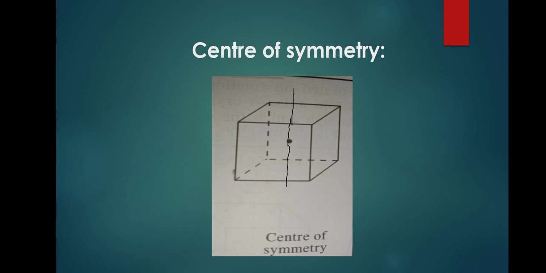This is the center of symmetry. Here the center atom, a line passing through the center atom has the equal distance from the center atom to the above surface and center atom to the below surface.